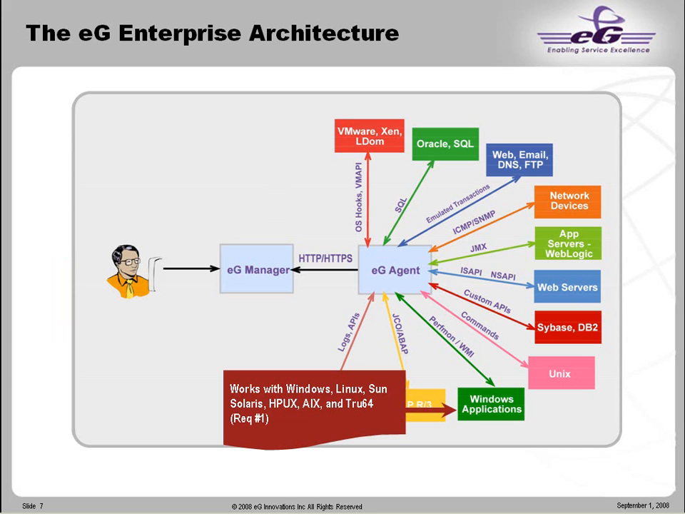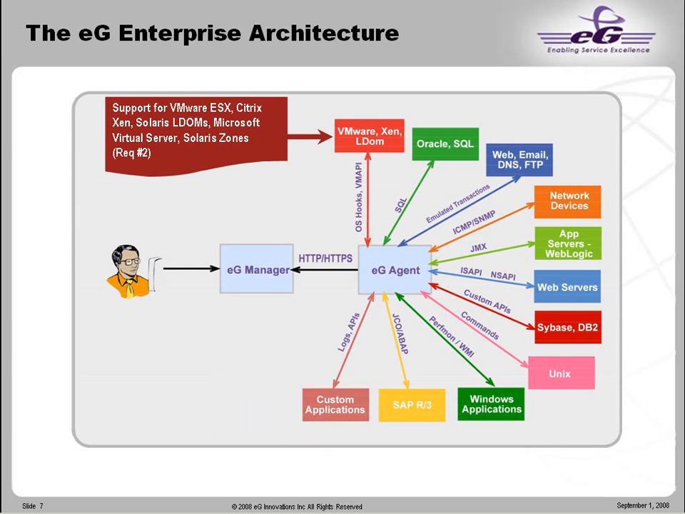The EG single agent supports more than 10 different operating systems, including Windows, Linux, Sun Solaris, HPUX, AIX, and True64. It includes support for different virtualization technologies, including VMware ESX, Citrix Xen, Solaris Logical Domains, Microsoft Virtual Server, and Solaris Zones.